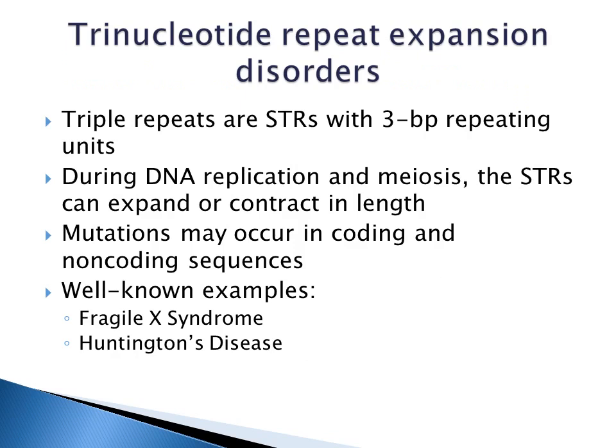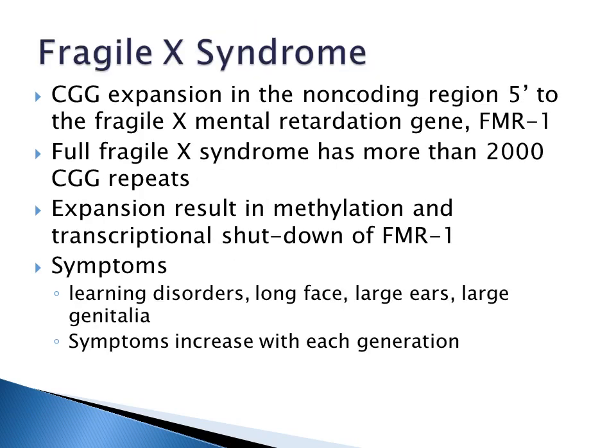Next are trinucleotide repeat expansion disorders. These are triple repeats, 3 base pair repeating units, and are referred to as STRs, or short tandem repeats. During DNA replication and meiosis, short tandem repeats can expand or contract in length. Mutations may occur in coding and non-coding sequences, and two well-known examples of trinucleotide repeat expansion disorders are Fragile X syndrome and Huntington's disease. In Fragile X syndrome, you have a CGG expansion in the non-coding region 5' to the Fragile X mental retardation gene, or FMR1.